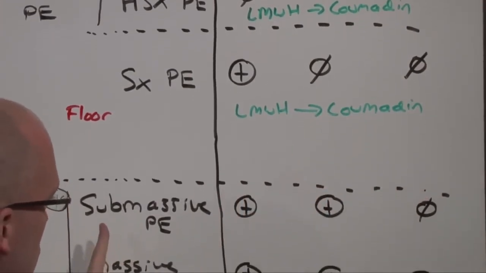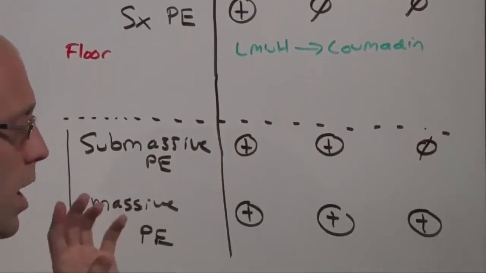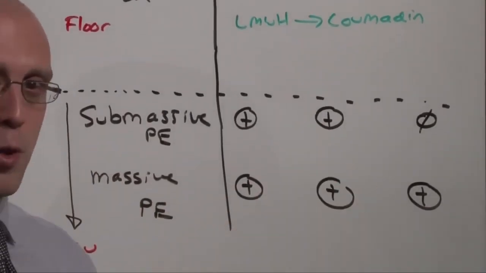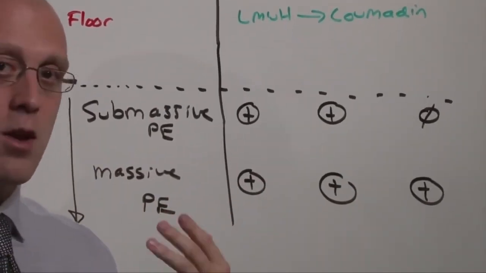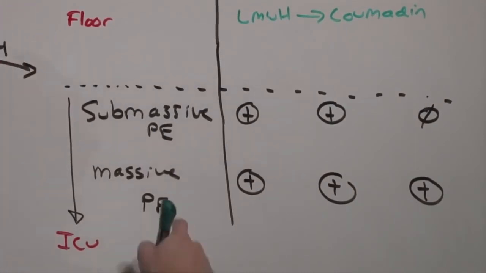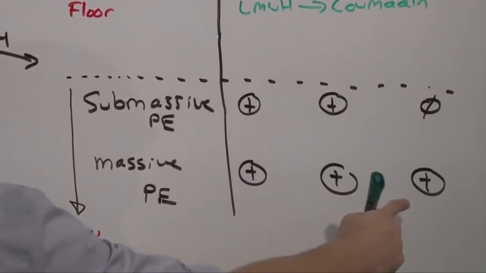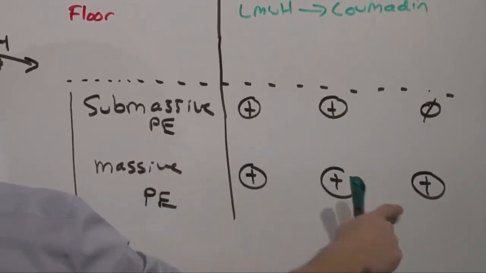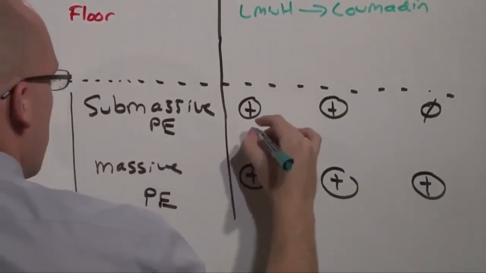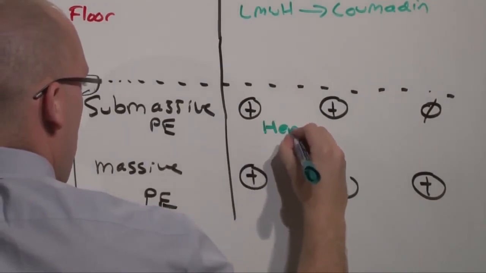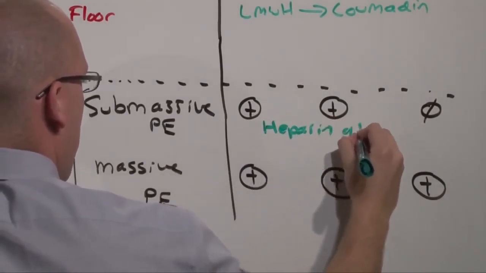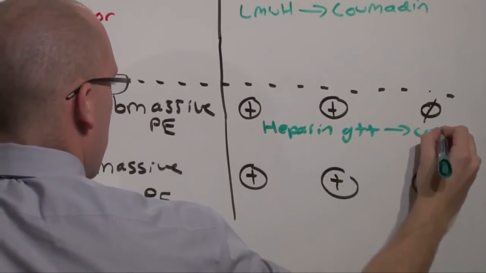The difference is in the submassive PE, now you have to worry about right heart strain. There is pulmonary hypertension and you have to prevent it from killing them. So they need intensive monitoring in the intensive care unit because the difference between submassive and massive is just the vital signs. So they need to continue monitoring of their vitals. The submassive PE gets a heparin drip to Coumadin.